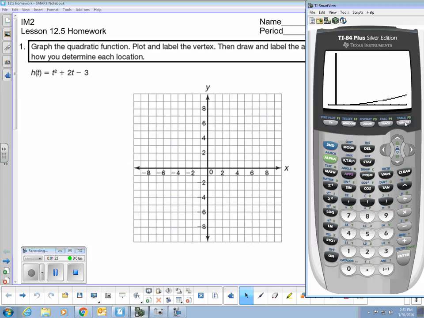All right, so I don't have a very good window here. So let's try to change this, and let's go and see what happens when I just do a standard window. So it's not too bad. I think that this can help me in finding the vertex and drawing this parabola and finding some other key characteristics. So to help me with that, let's take a look at our table.